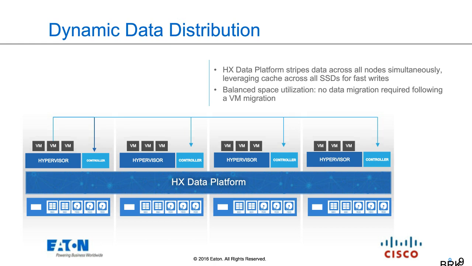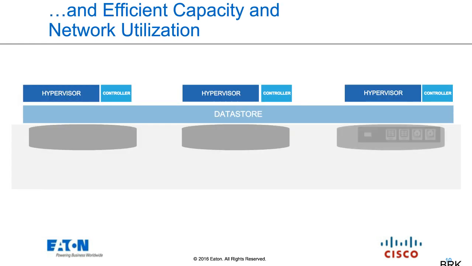One of the things that you will see in some other environments is that when you do a VM migration, there'll be a sudden burst of traffic from the system because it needs to re-replicate the data to where that VM has landed. With HyperFlex, that never happens because the data is automatically all distributed all the time. And that gives us very efficient capacity and network utilization. We can control the network utilization because all servers are being written to and read from all of the time.